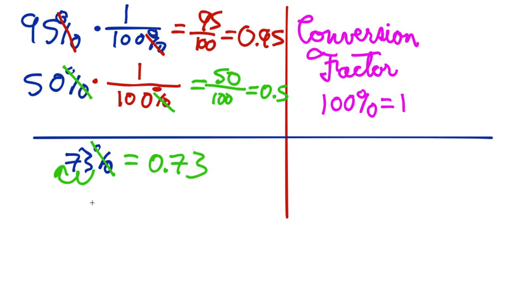Let's try with another one. Let's say you've got 1.5%. I want to convert that from a percent to a decimal: whack the percent symbol and move the decimal 2 places to the left. So that would be 0.015.